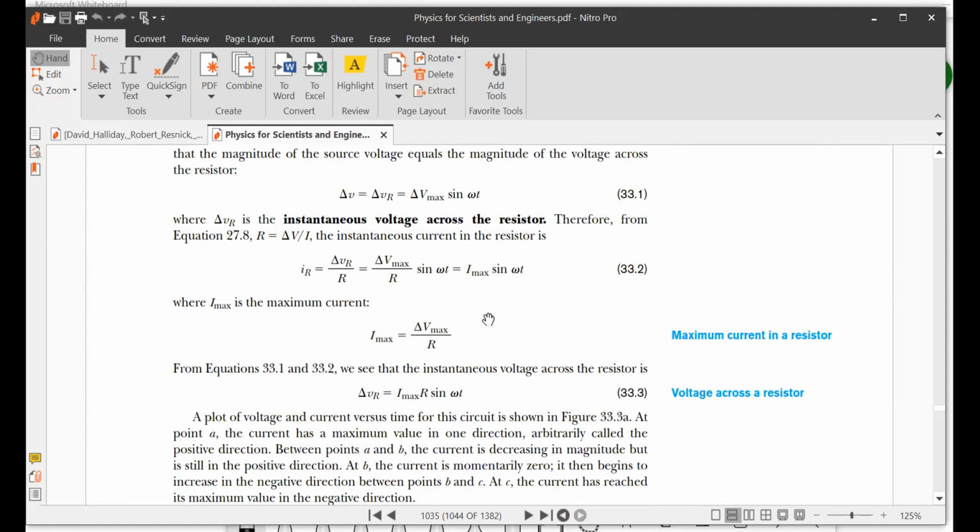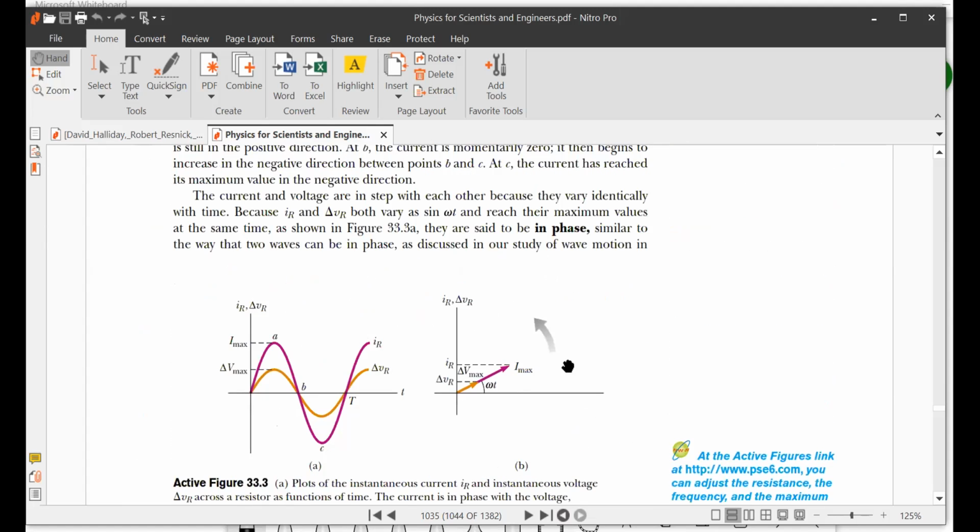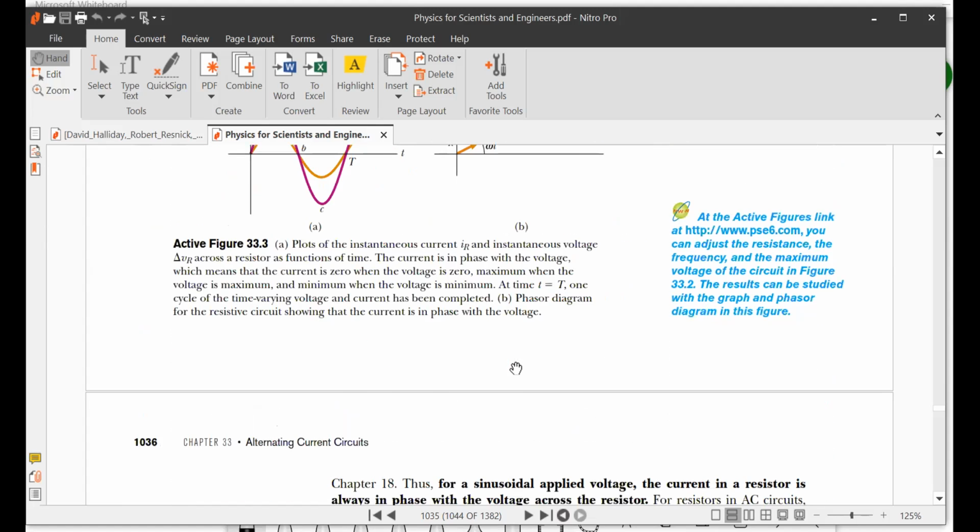itu sefasa gitu ya. Sefasa. Jadi dia seperti ini. Nah, gambar fasornya itu seperti ini. Gitu.